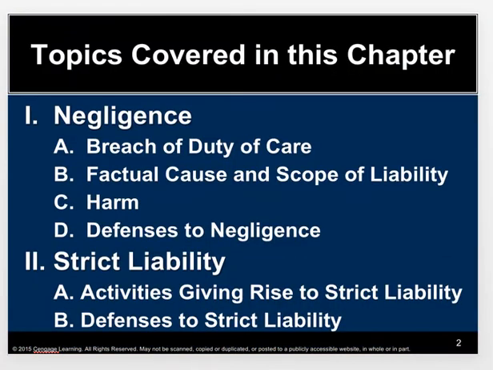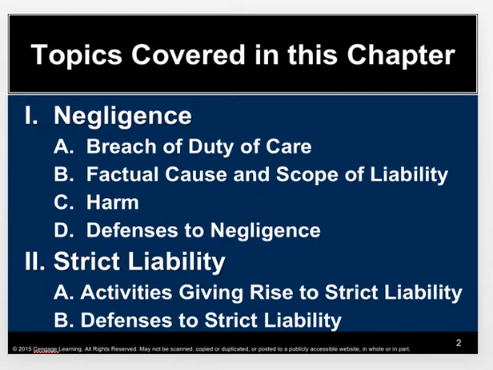So let's talk a little bit about some of the topics that we're going to actually talk about. So negligence. We'll talk a little bit about the breach of the duty of care. That's what gives rise to a claim for negligence. We'll also talk about factual cause and scope of liability. We'll talk about harm or injury. And then we'll talk about some of the defenses to negligence. And then we'll finish up the chapter by talking about strict liability.